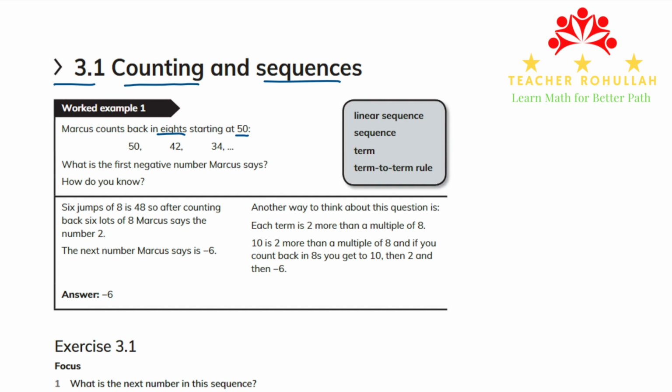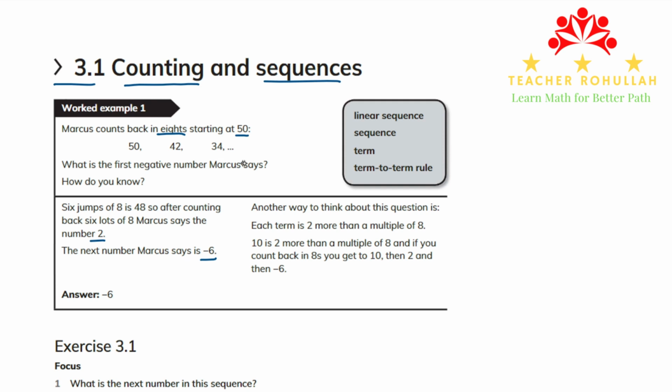The answer is given in two different ways. The first one says 6 jumps of 8 is 48. So after counting back 6 lots of 8, Marcus says 2. So the next number Marcus says is negative 6.